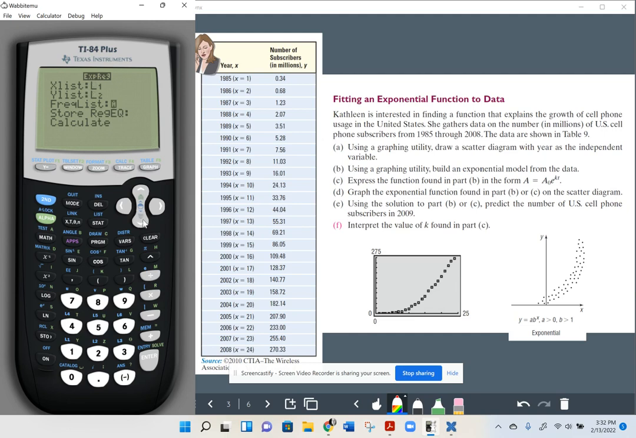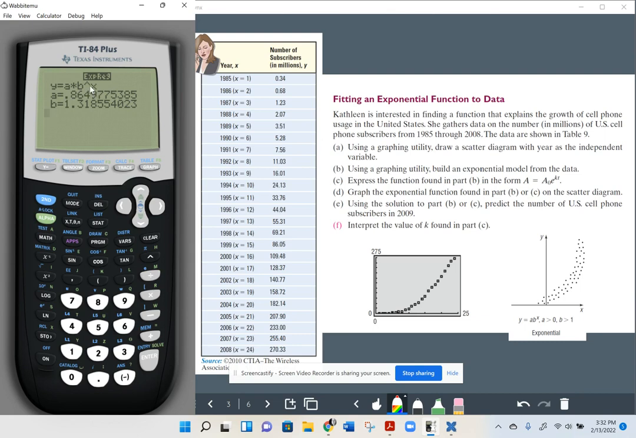We don't need to worry about the frequency list right now, but we've got Store RegEQ. And I want to do that because the numbers are going to be long and I don't want to type them out myself because I'm lazy. So we hit vars, page over to Y-vars, Function. I want number 1, and then I'm going to calculate it.